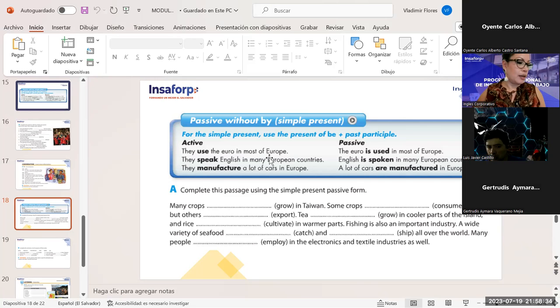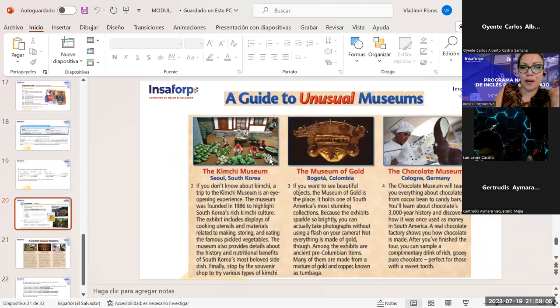Entonces, bueno, ahorita mañana seguiríamos partiendo desde aquí. Vamos a estar utilizando passive voice en presente simple y no vamos a estar mencionando como los subjects. So, if you don't have any questions, si hay alguien que tenga preguntas, alguna duda, comentario, if not, no questions, no comments.